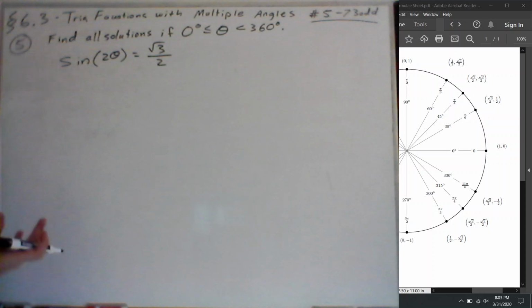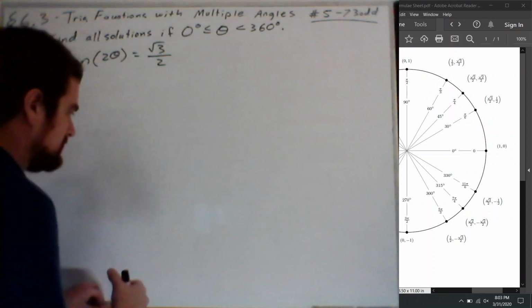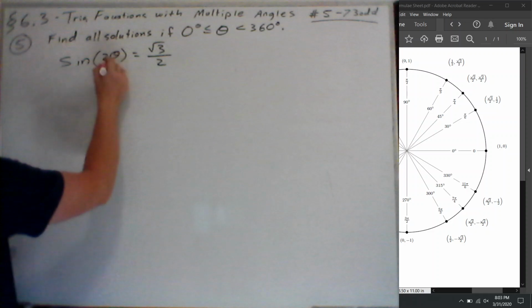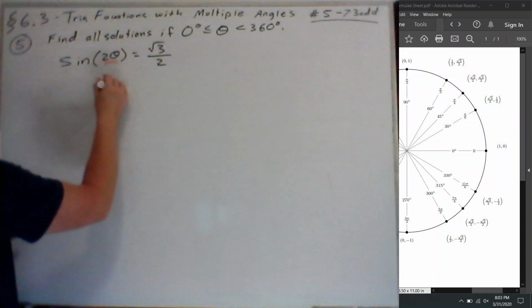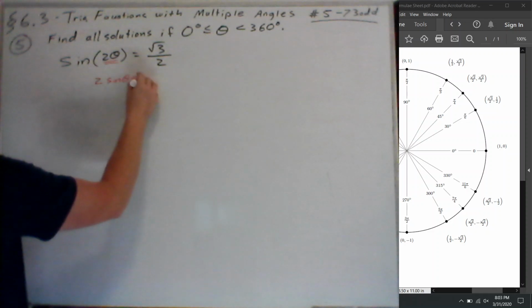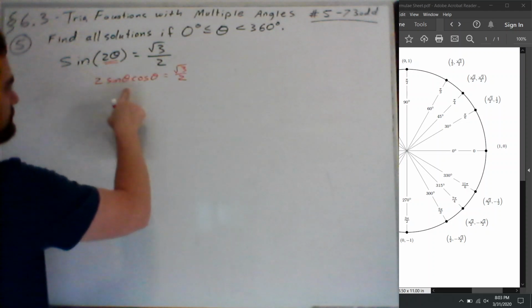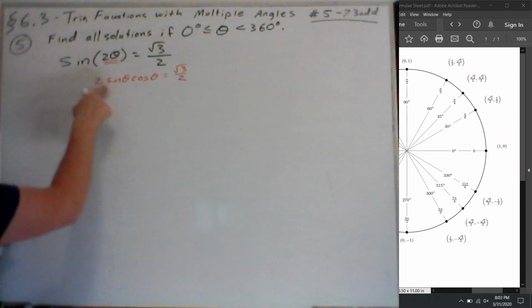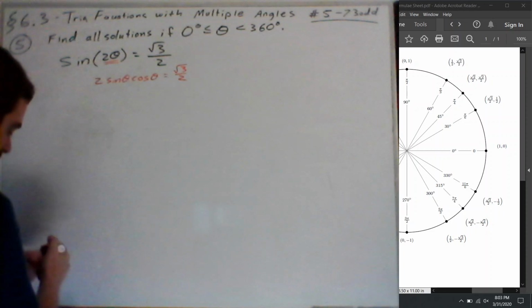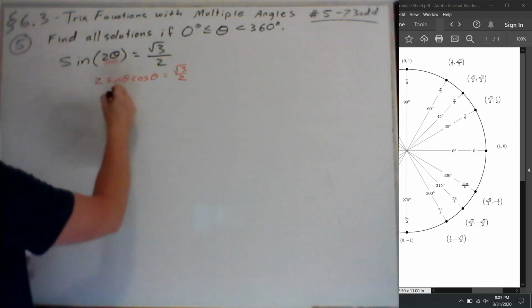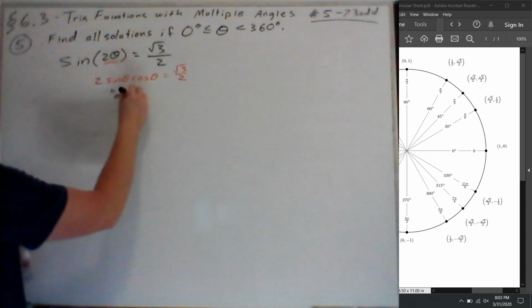Now when we look at this, we might have the intuition to say, well, this is a double angle. My first attempt might be to use the double angle formula to break this up into 2 sine of theta cosine of theta on the left-hand side. But unfortunately, this is going to be a dead end.